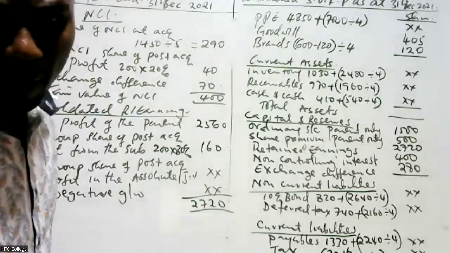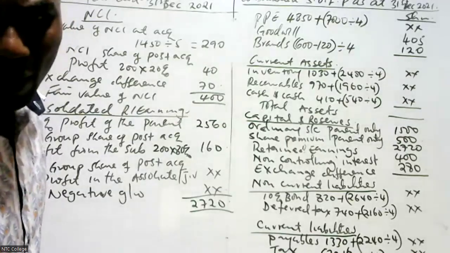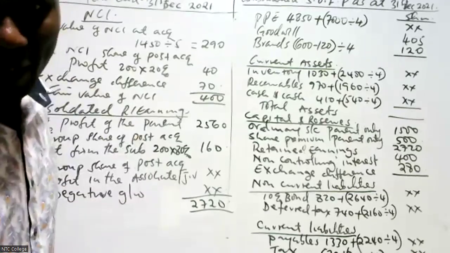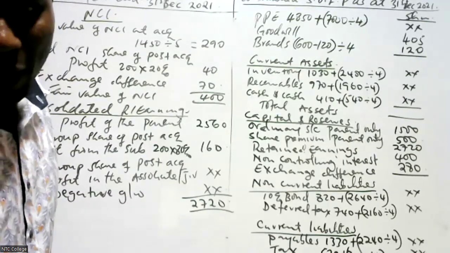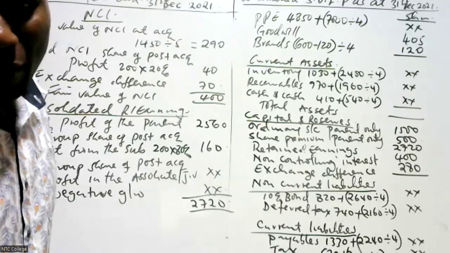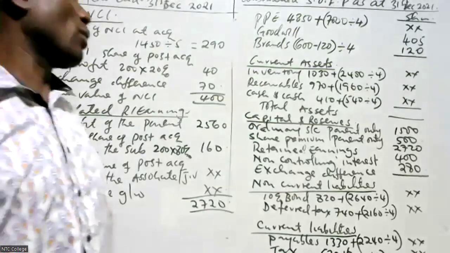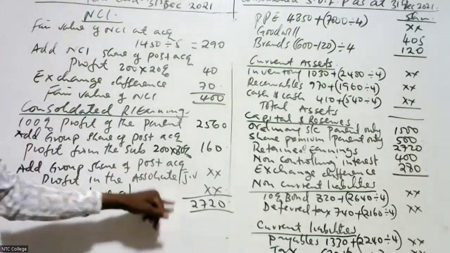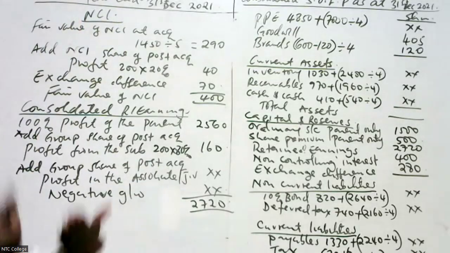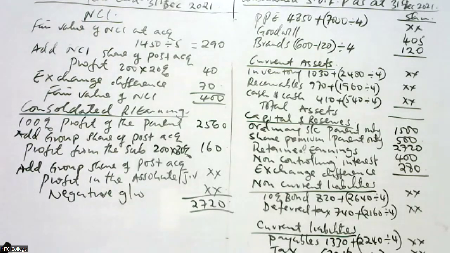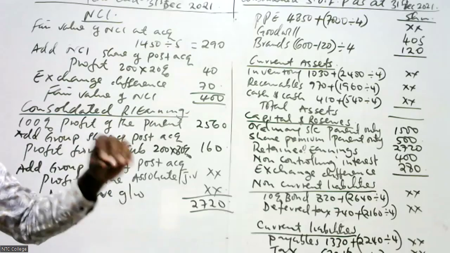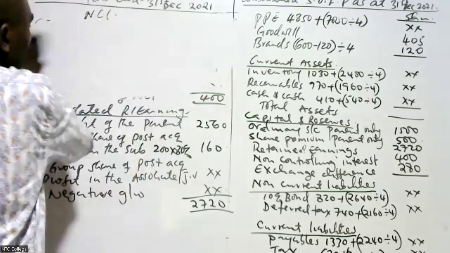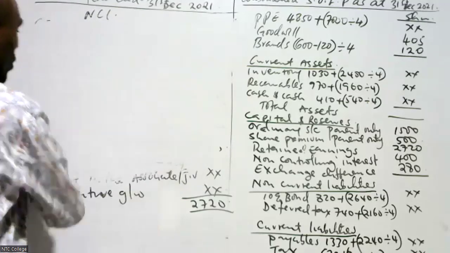Does it mean profit attributable to parent shareholding has no impact on the retained earnings taken to the balance sheet? Edwin, remember we just did it up to here. If you so wish, you can continue and get the same thing here. But remember, we did not do the statement of changes in equity.